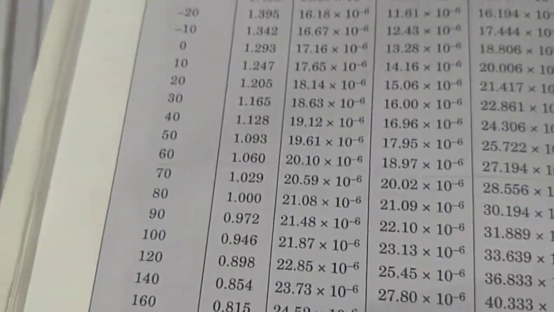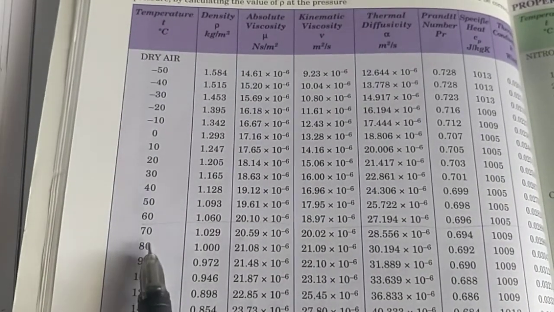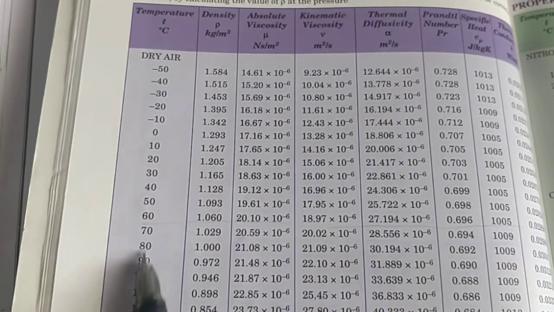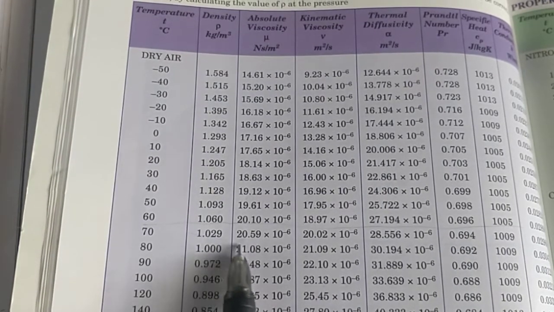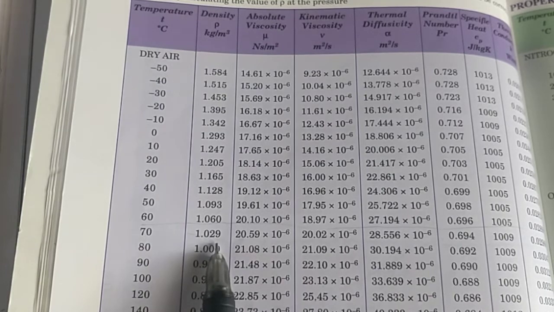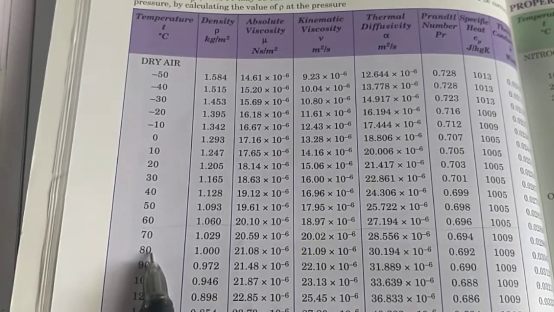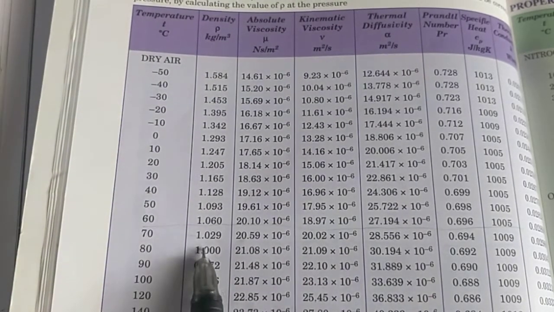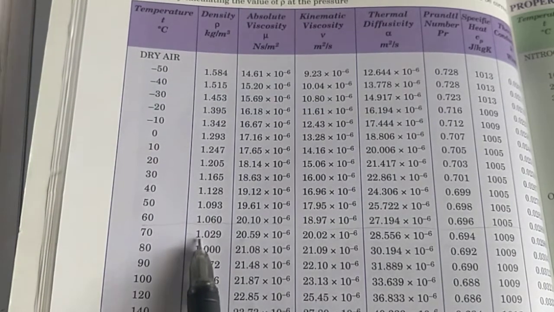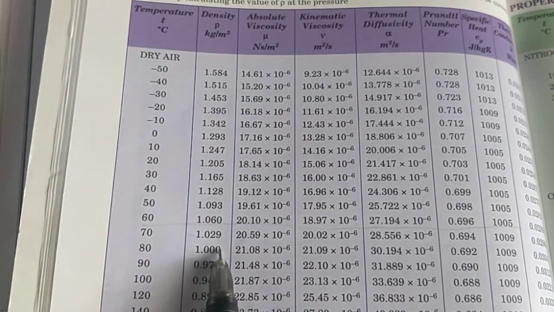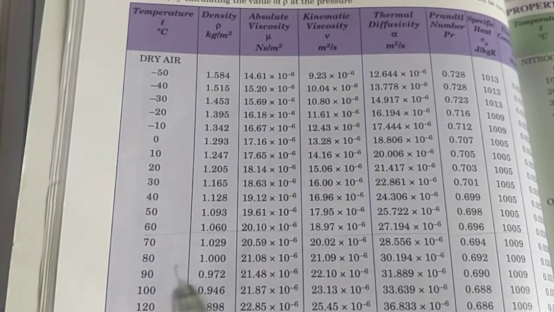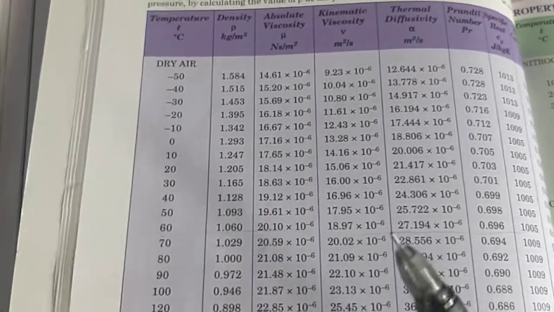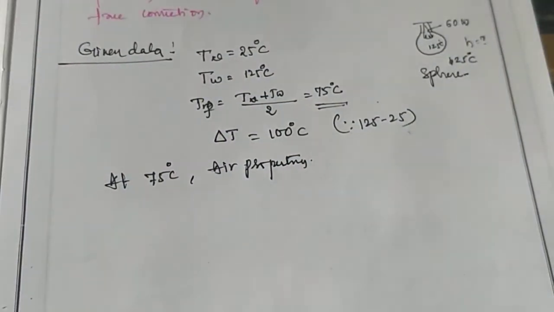At a temperature of 75 degrees centigrade, exactly 75 is not given, but it lies between 70 and 80. We have to take the mean or average value of all the properties. To calculate the air density at 75, you will take the average of 1.029 plus 1.00, divided by 2, and you will get the value. All the values you have to take down like that.